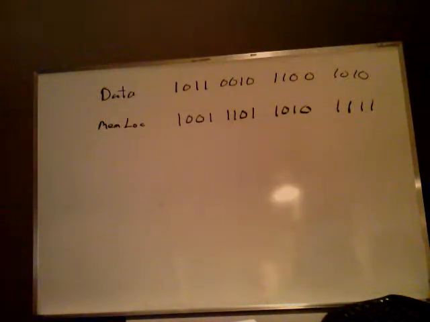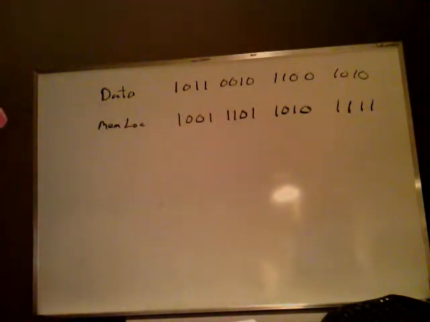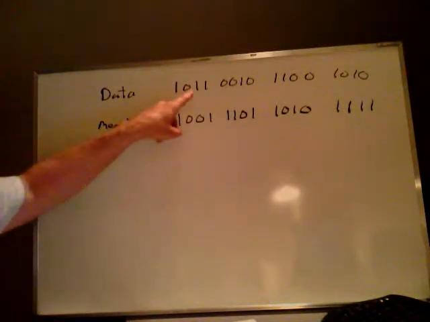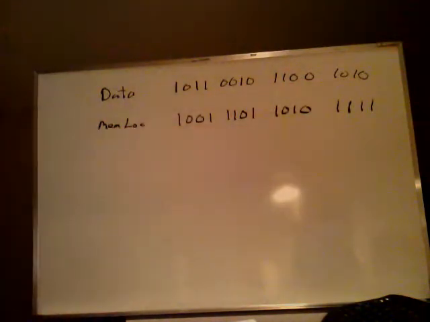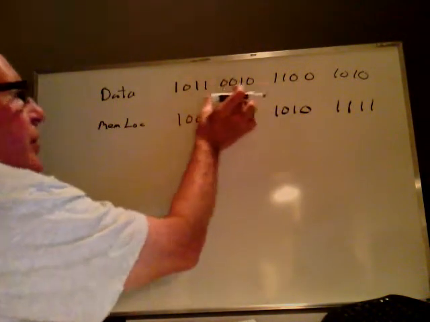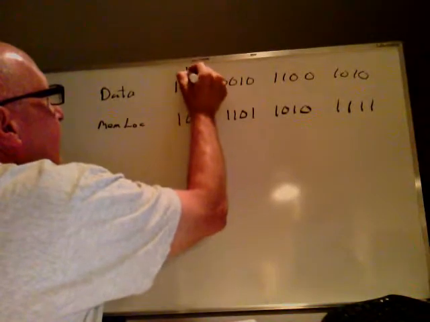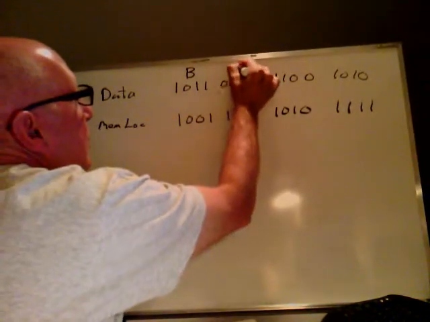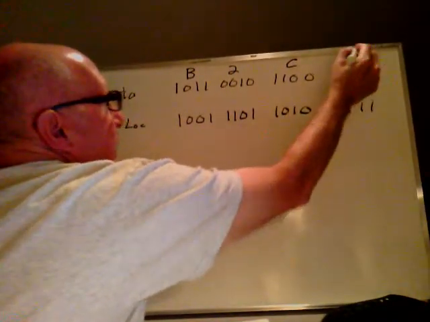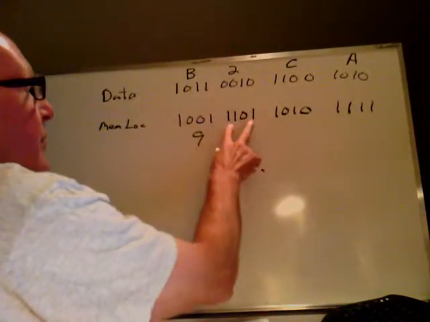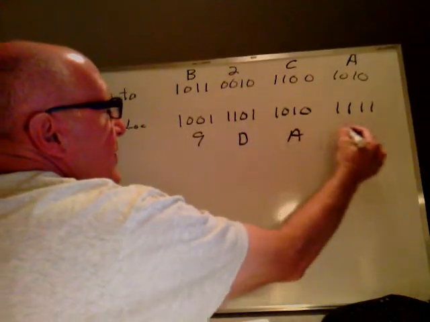For instance, you wouldn't want to tell somebody, go to memory location 1001, 1101, 1010, 1111, and put in a 1011, 0010, 1100, 1010. It would be a lot better to convert these individual nibbles to their hexadecimal equivalent. For instance, this is a Bravo. This is 2. This is a Charlie. This is an Alpha. This number is a 9. This number here is a Delta. If you have it memorized, this is an Alpha, and this is a Fox.